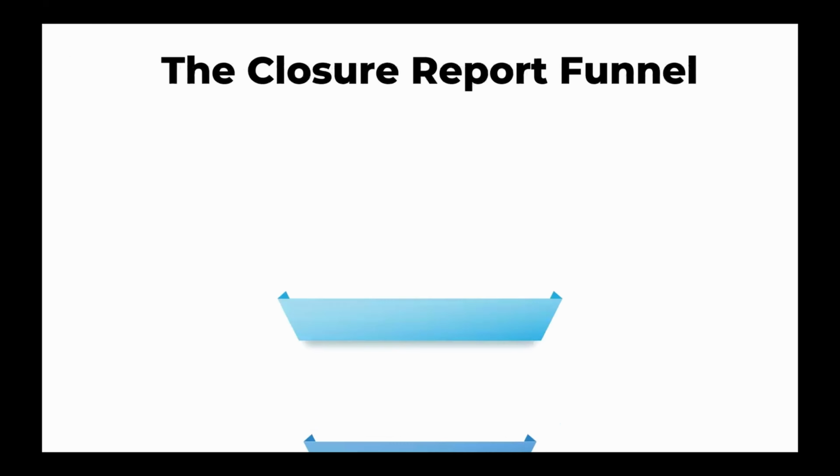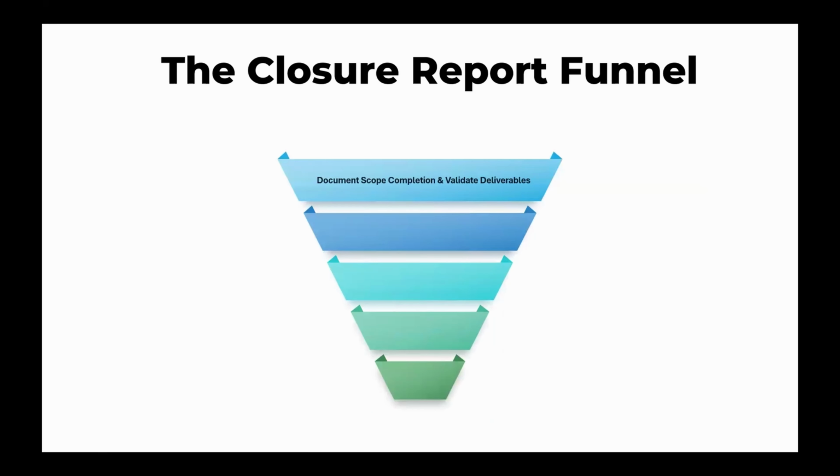So now let's talk about some of the elements of the closure report and how things need to feed into it in order for you to actually get that final approval to close your project. The first piece is to document the scope completion and validate all of your deliverables are done. And we do this throughout the life cycle of the project. So as deliverables are done, we're validating these things, but you want to make sure that you have a full account of everything that you've done going into your project closure report.